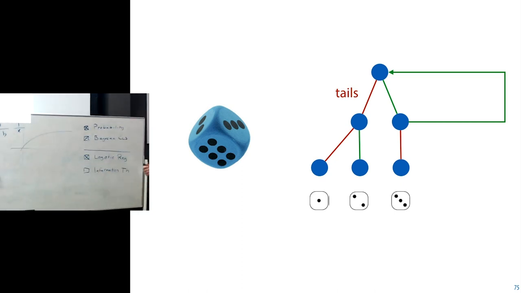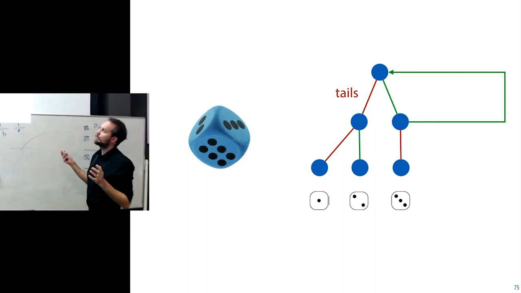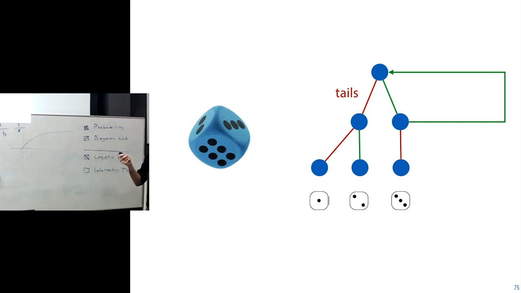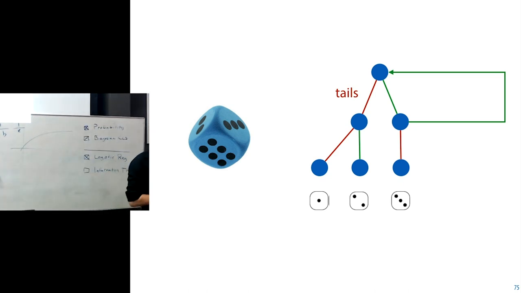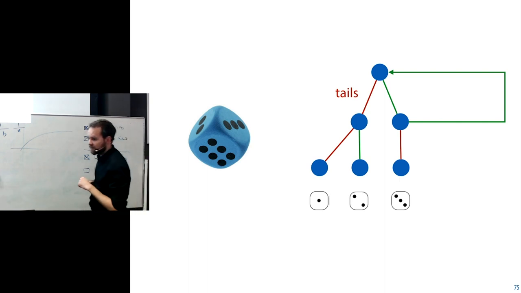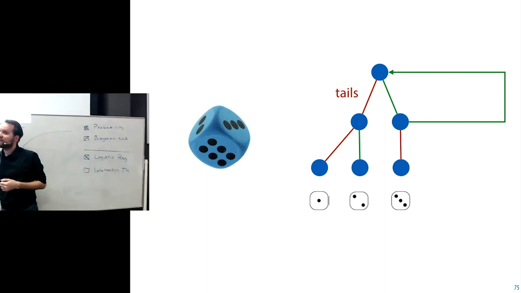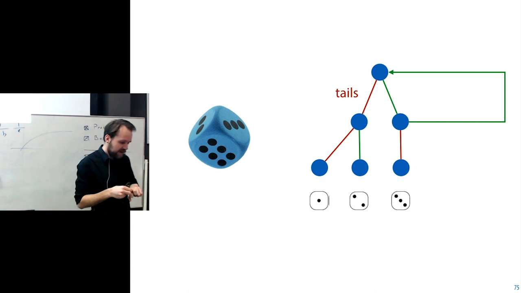So technically, you could be flipping the coin for infinity, but basically, you will very quickly flip tails, and as soon as you flip tails once, you will be out of this loop and you will have a sample 1, 2, or 3, and all of them are equally likely, so you get a uniform probability. And then you can just flip one more time to turn this into a distribution on the numbers from 1 to 6. So that's how you turn a coin into any probability distribution you like.